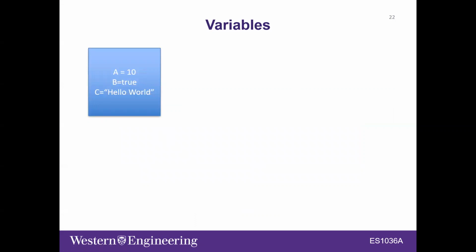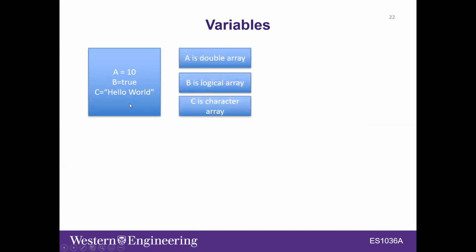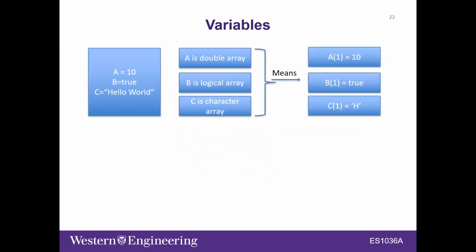So A equal 10, B equal true, C equal hello world. So it's double, Boolean, and string. A is a double array, B is a logical array, C is a character array. Here it's an array that has only one value. Here is an array of Boolean that has one value. Here it's an array of characters.